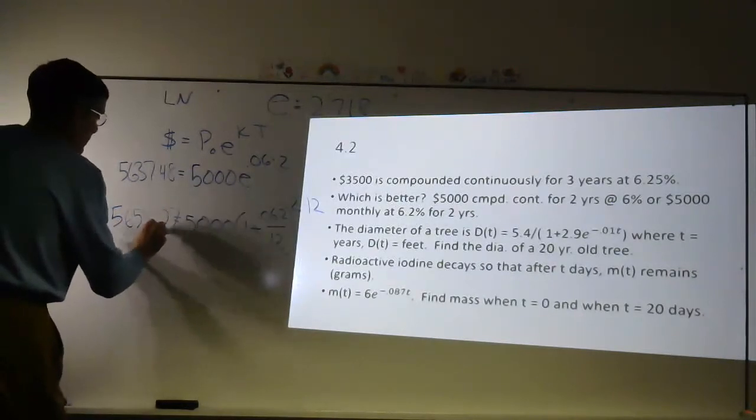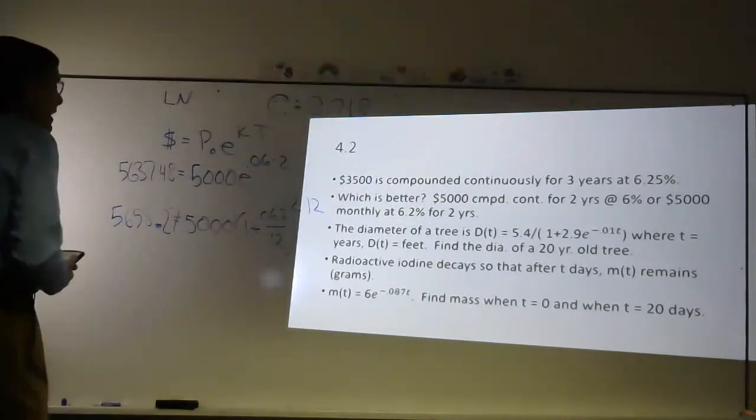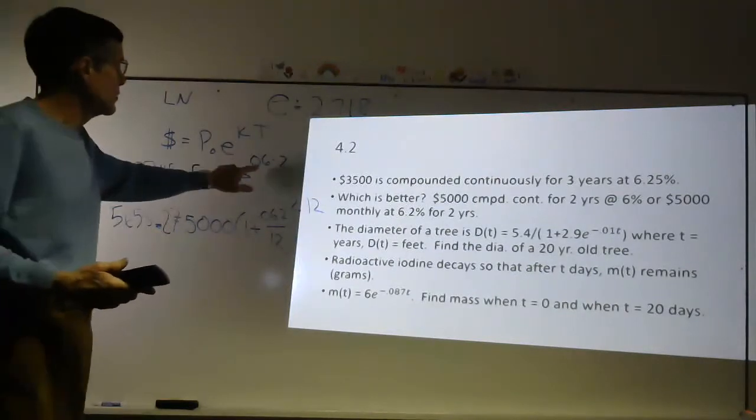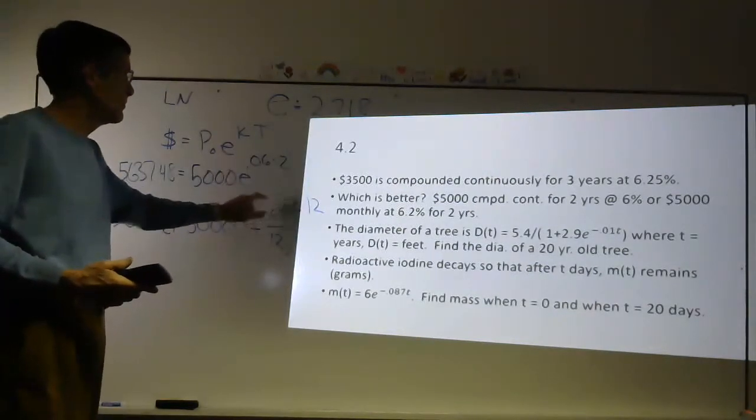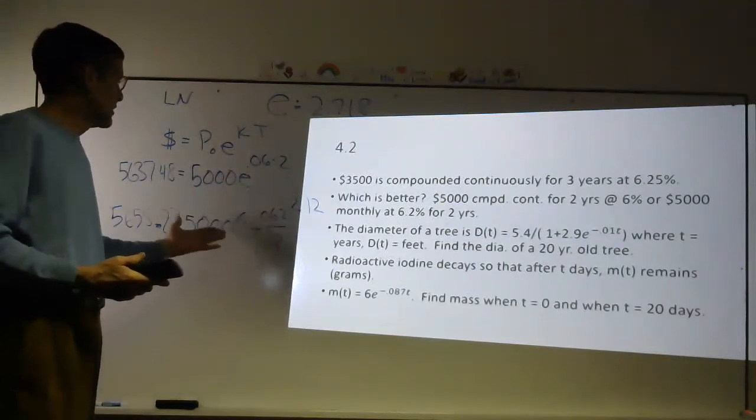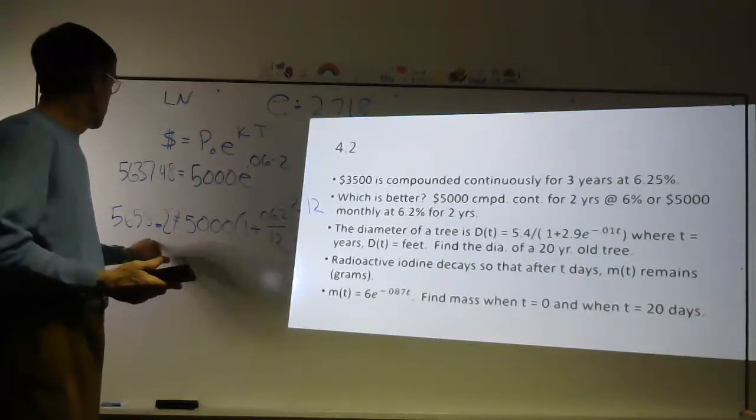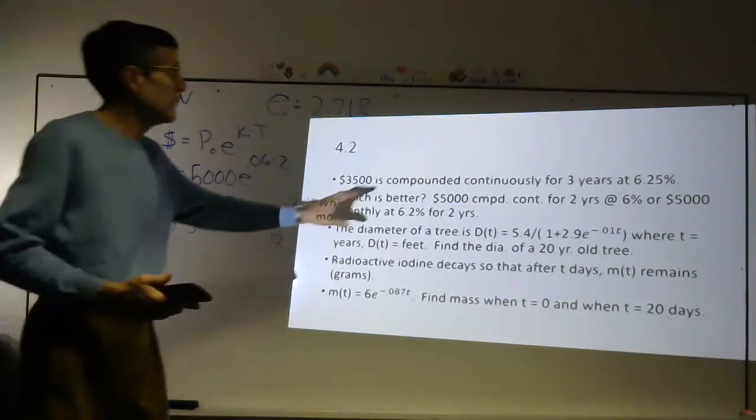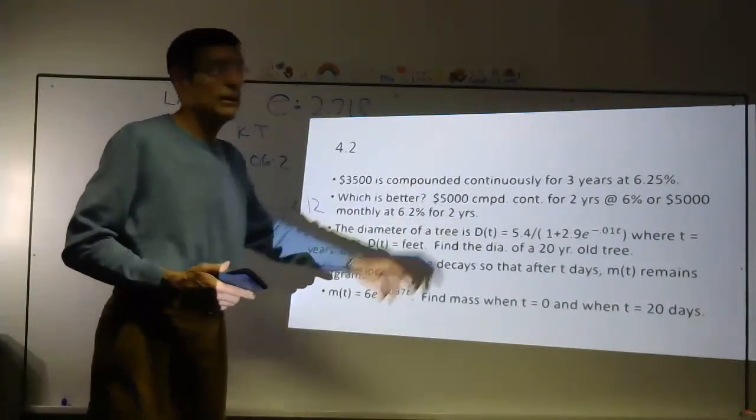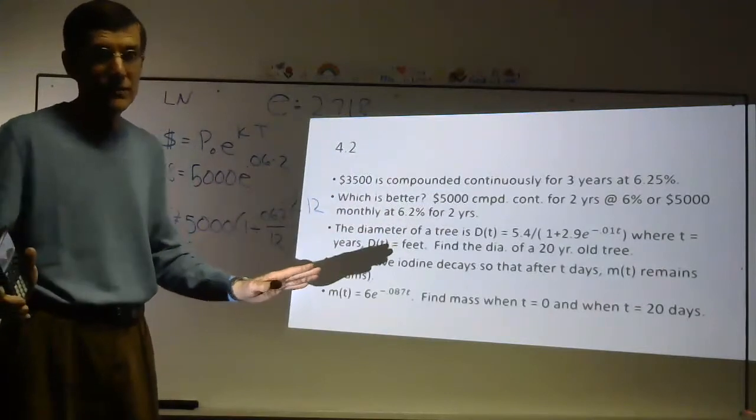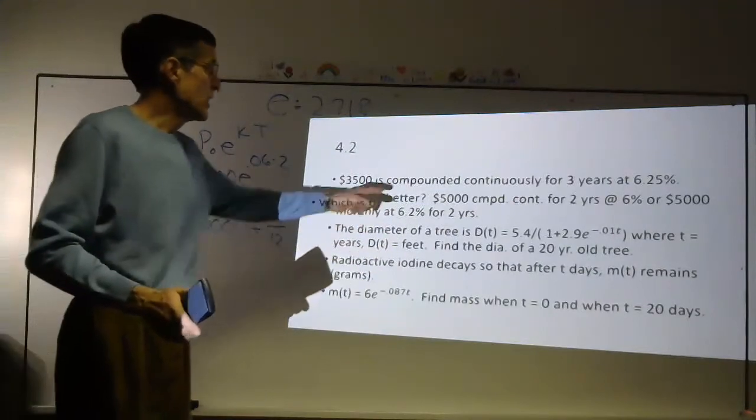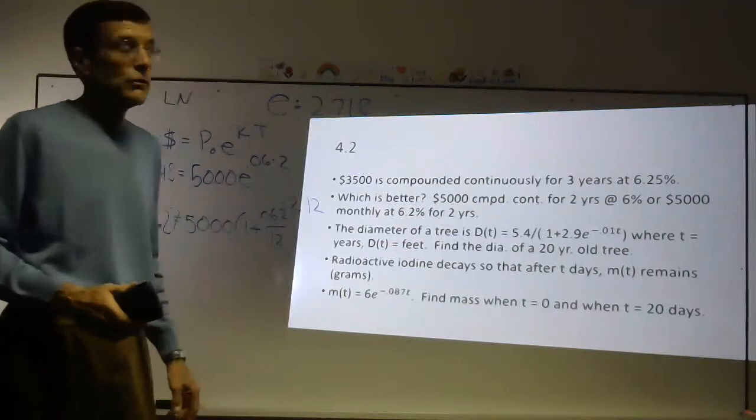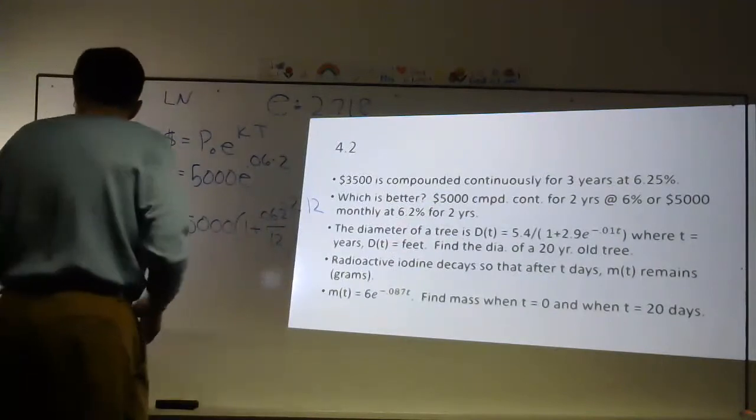5,658.27. Okay? So my playing around with the interest rate, changing it from 0.06 to 0.062, actually made the monthly better for you. You earn more money. Okay? So if everything else is identical, compounded continuously is better, bar none. But you got to be careful when some of the other factors are changed. Okay?